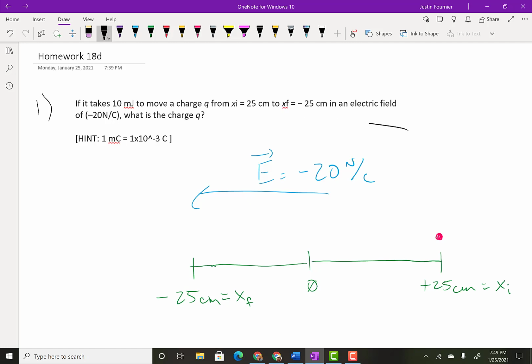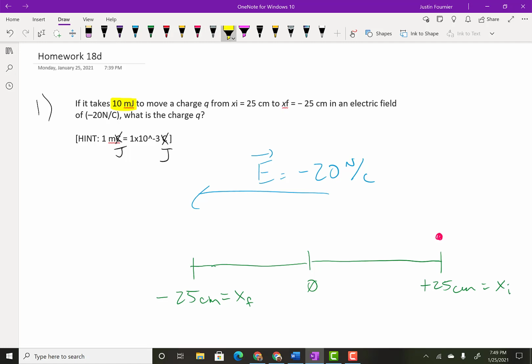So I've already started drawing my diagram here to set myself up, but let's read the question for this one. It says if it takes 10 millijoules, that's what this was supposed to be. This should have been millijoules, not millicoulombs. Sorry about that. But milli stays the same. 1 milli anything is 1 times 10 to the negative 3. So we'll just change that to joules. We'll change that later.